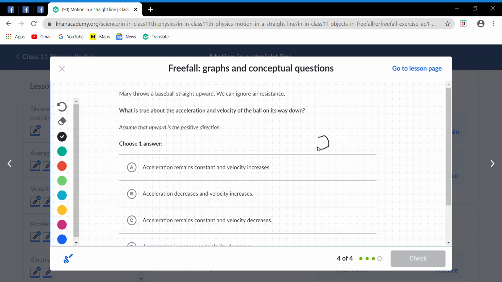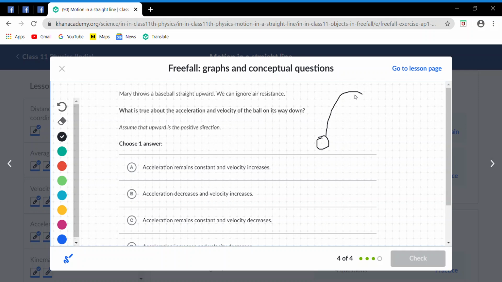Mary throws a baseball straight upwards. Let's say this is the baseball and we throw it straight upwards. We can ignore air resistance. What is true about acceleration and velocity of the ball on the way down?